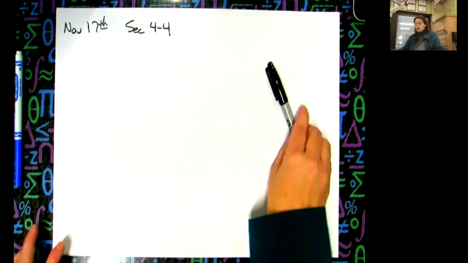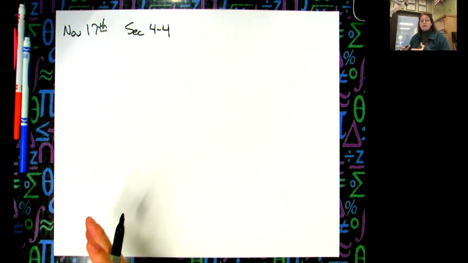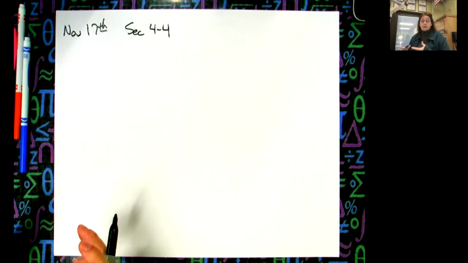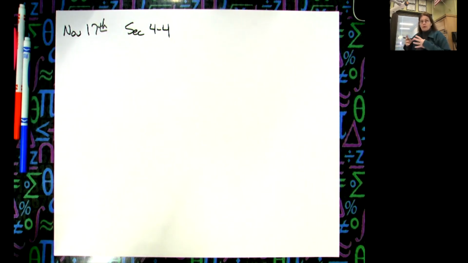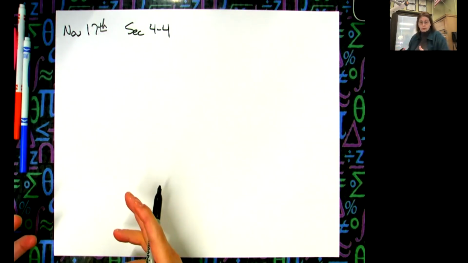Right, so today is November 17th, and we're taking a look at section 4-4. The first thing we're going to do: up to this point, you've been dealing with trig functions, trig ratios, and we have focused on that unit circle, okay? And that's good, but a unit circle is only one type of circle that we're going to encounter.